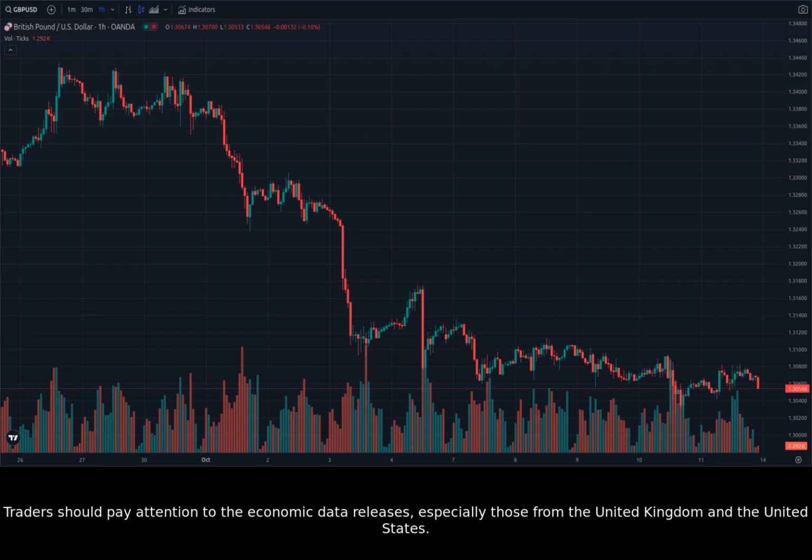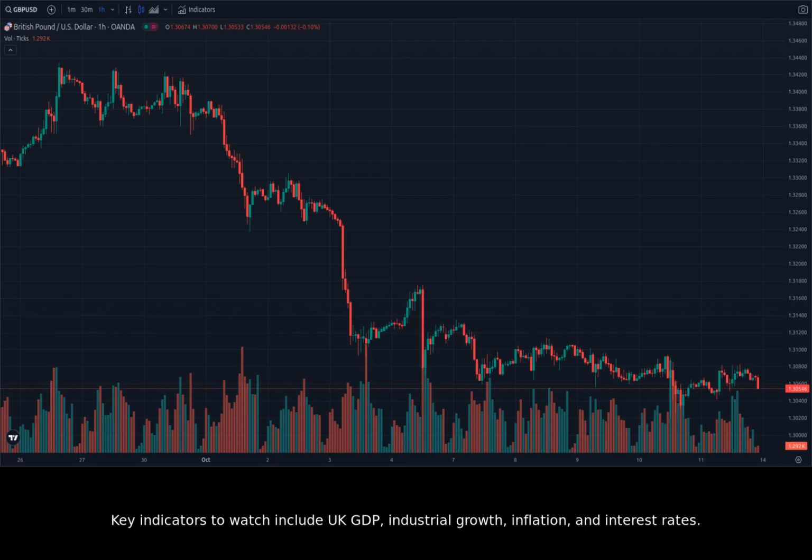Traders should pay attention to the economic data releases, especially those from the United Kingdom and the United States. Key indicators to watch include UK GDP, industrial growth, inflation, and interest rates. In the US, traders should monitor producer inflation data and jobless claims. A strong economic data release from the UK could reinforce a bullish trend in the GBPUSD. Conversely, weak economic data from the UK or a strengthening US dollar could weaken the GBPUSD. Remember, the market is constantly evolving, and it's crucial to stay up to date with the latest news and events.